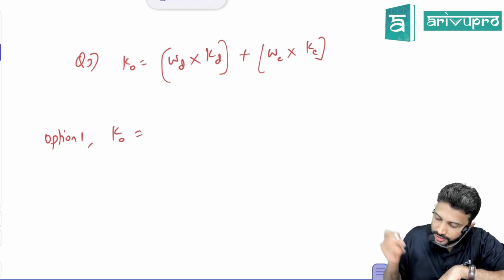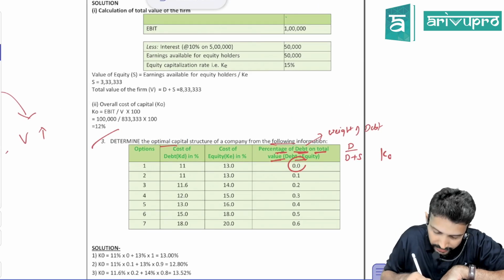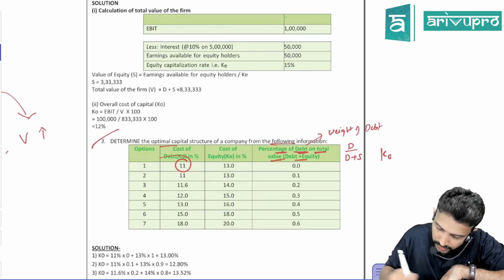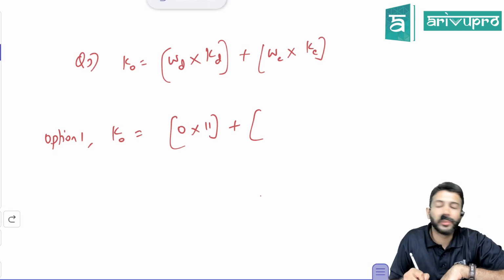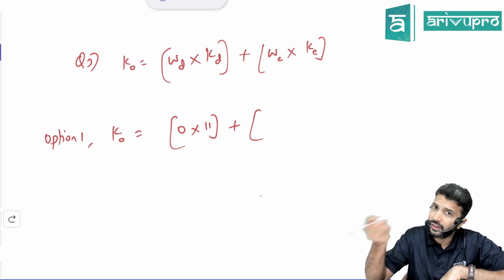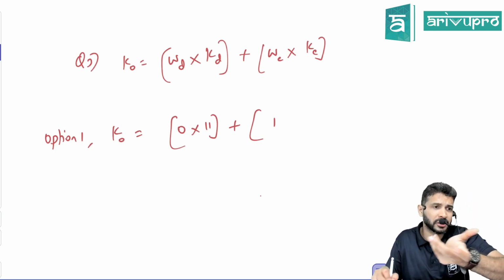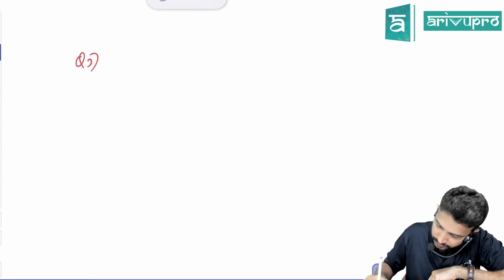Overall cost of capital is equal to, sir, what is the weight of debt? Weight of debt in the first option is 0, plus cost of debt. What is the cost of debt? 11. Sir, if the weight of debt is 0, the weight of equity will be 100%. If you express 100% as a whole number, it will be 100 divided by 100, which is 1. Multiplied by cost of equity, which is 13%.